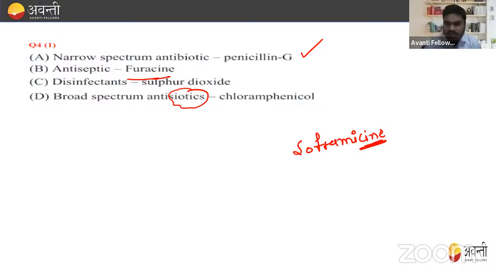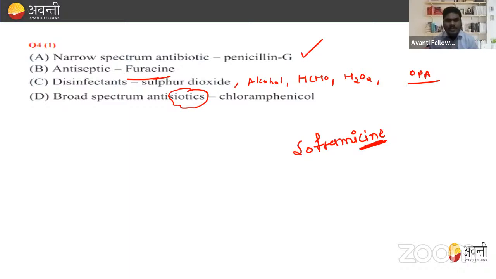Any other you suggest, beta? Sulfur dioxide we already know. Apart from sulfur dioxide, which one do we use as a disinfectant, beta? Yes, we use alcohol. We use formaldehyde, that is HCHO. We use hydrogen peroxide, that is H2O2. We use OPA, that is orthophthalaldehyde. So these all are the examples of disinfectant, right?